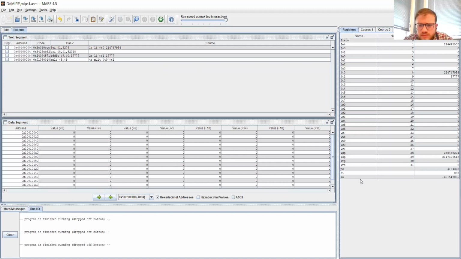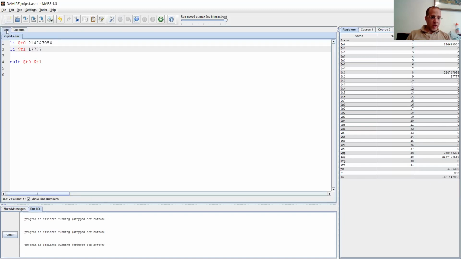Negative. Now is that weird that it's negative? Because look, I multiplied 2 positive numbers and I got a negative result. I also got an overflow. Can you explain what high and low are again, please? I don't know if you said it before. Yeah, low is the result.